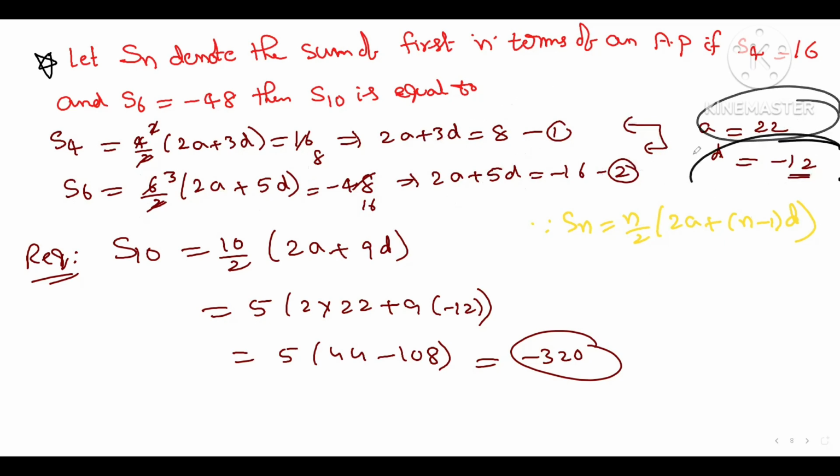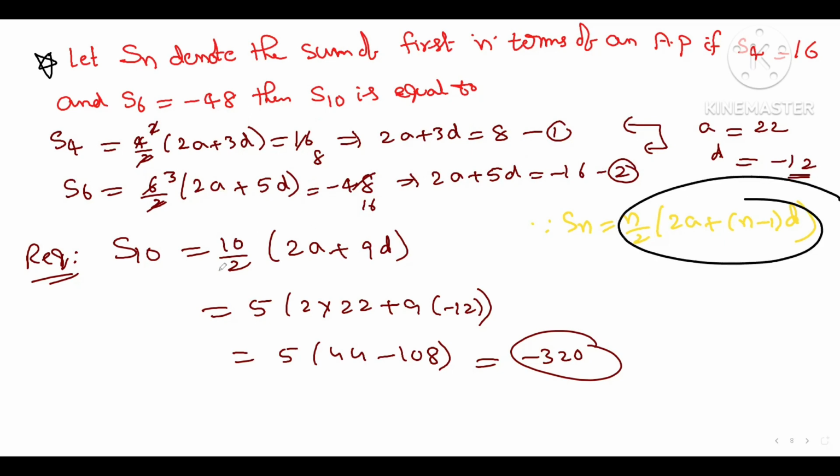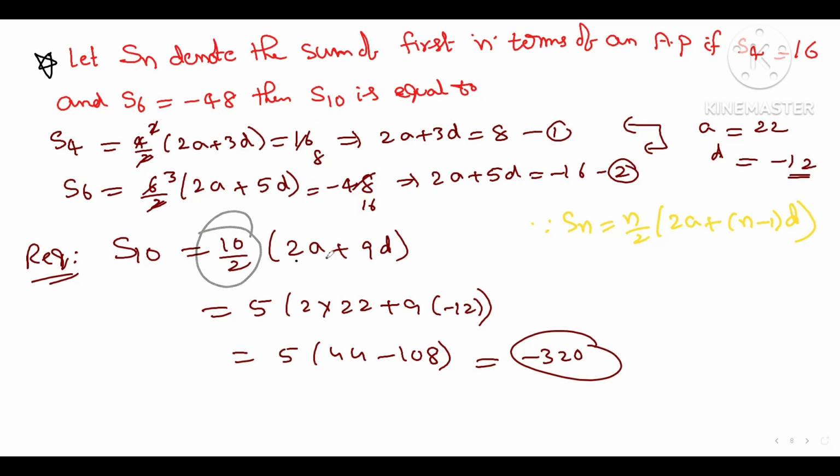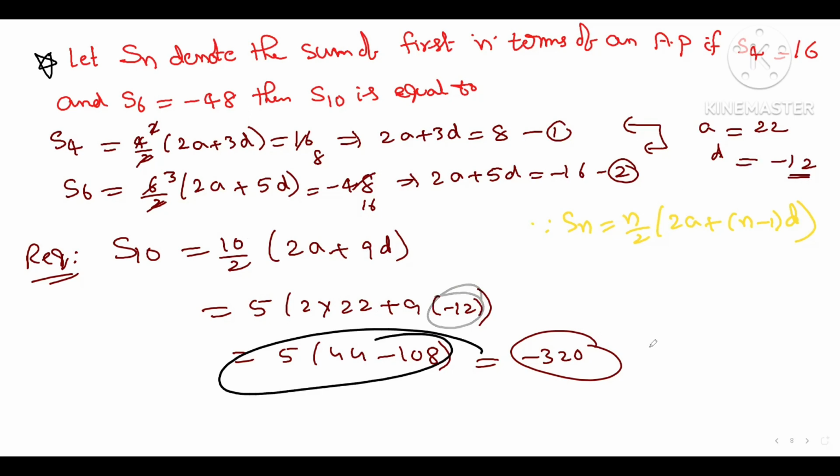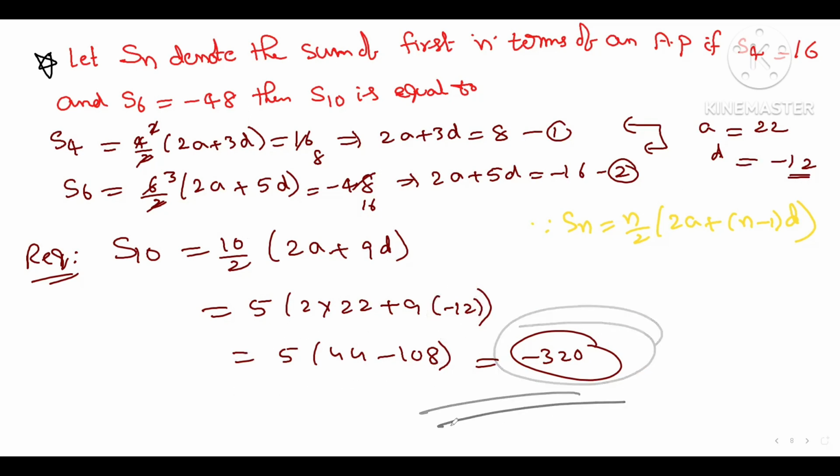We have got the A and D values, but what is required? S10 is required. So S10, what is the formula? In the place of n, 10, right? And 10 by 2 times of 2A plus 9D. So the 2s get cancelled. 5 times of 2 times of what we have got, 22, plus 9 into what is D here? Minus 12. So the answer will be minus 320.